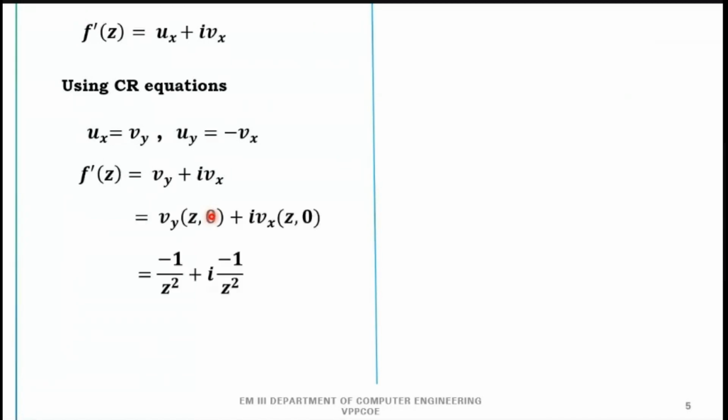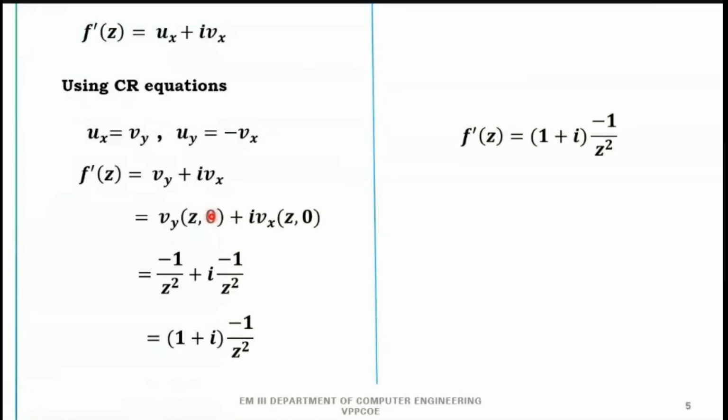Substitute कर रही हूँ Vy और Vx के functions को. Since minus 1 by z square is common, I can take it out. The remaining will be 1 plus i. The constant term is 1 plus i. And now integrating. So 1 plus i is the constant. So integration of minus 1 by z square. What is that? What is the integration of minus 1 by z square? One by z. Yes, plus 1 by z.